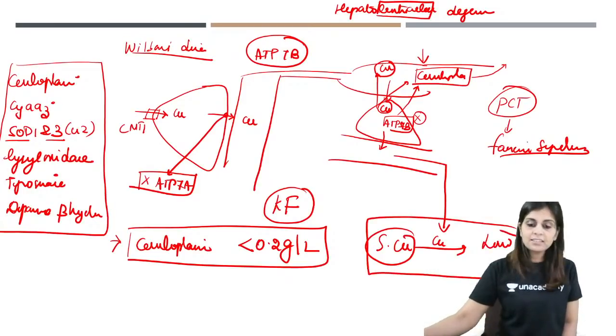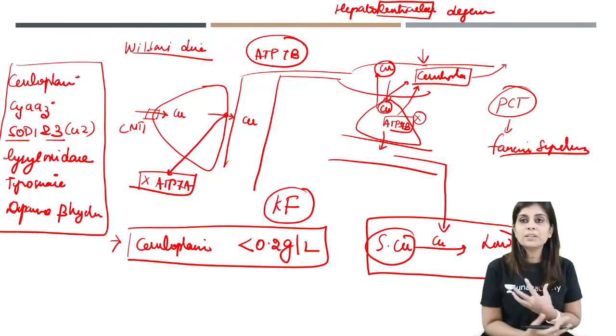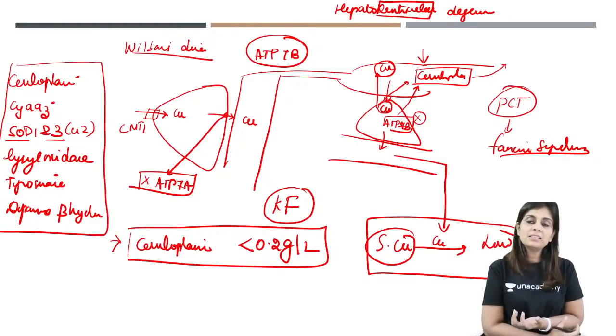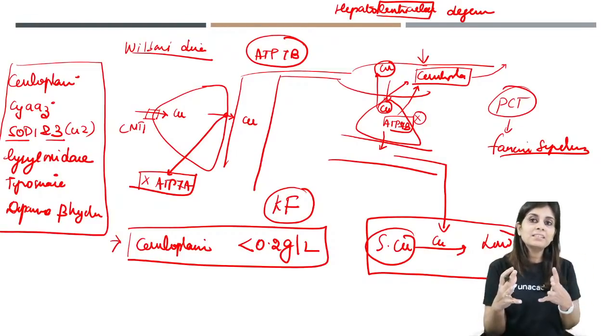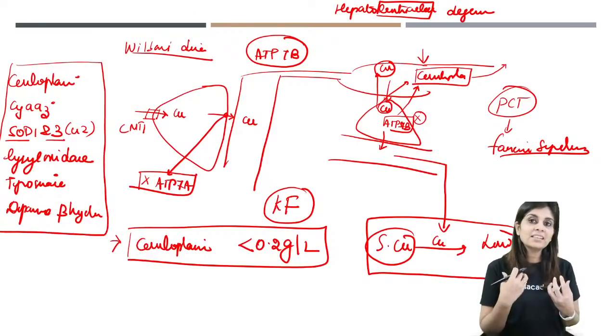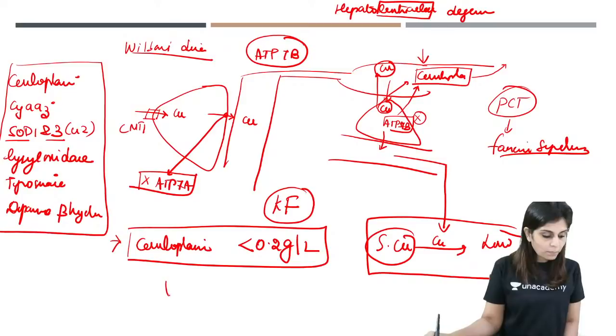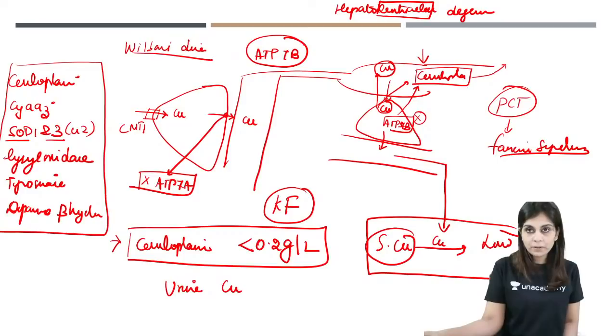The reason is the copper level that is estimated is not just the free copper. We estimate free copper plus ceruloplasmin copper. And in Wilson's disease, because ceruloplasmin level is low, the total copper that is estimated is actually low. And because ceruloplasmin level is low, the free copper gets excreted in urine. So what is better? Instead of serum copper, what are you supposed to estimate? You're supposed to estimate urinary copper.